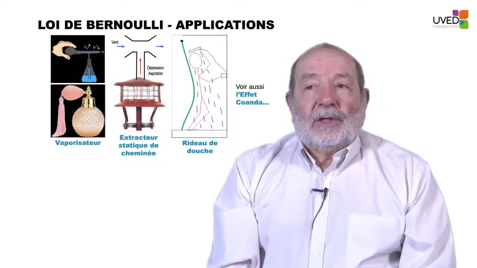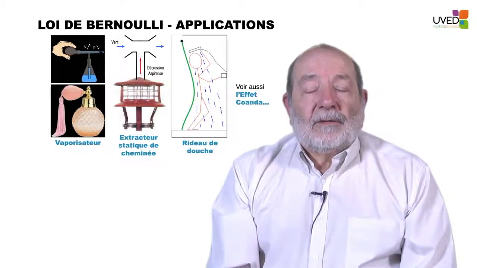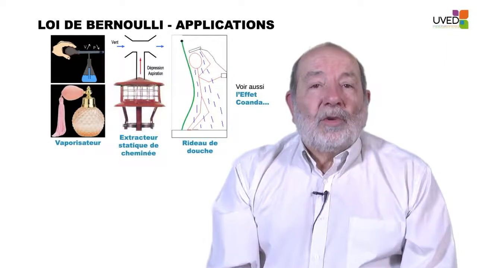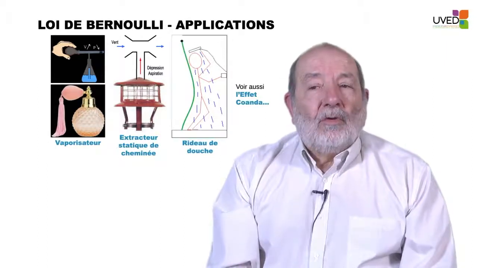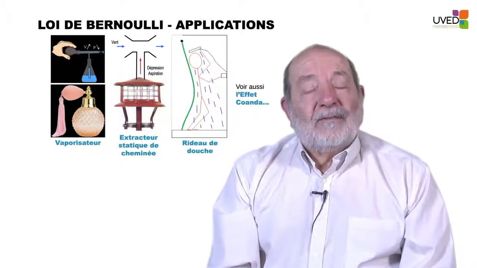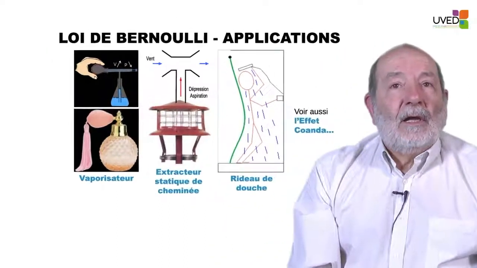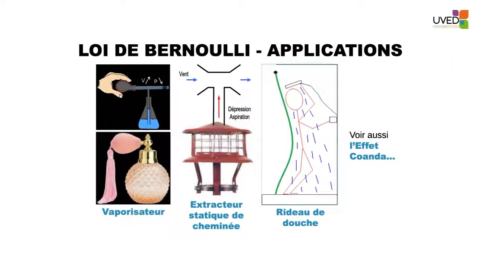A few domestic applications of the Bernoulli principle. For instance, if we have a perfume vaporizer and we push the pump, the speed in the horizontal tube increases and there is a vacuum bringing the perfume up.